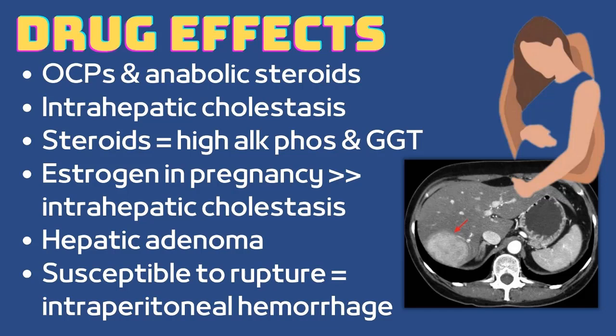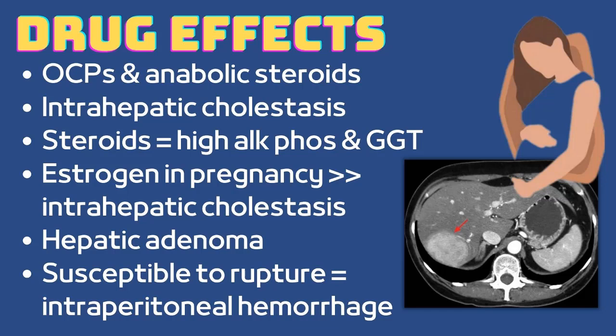And you'll look down there and you'll see transaminases just a little bit up, and you see very high alkaline phosphatase and gamma-glutamyl transferase. And they'll say, well, what's the cause of this? And the answer is anabolic steroids, or they might just say drug effect. It's not hepatitis. And the same thing can happen with birth control pills. Same exact thing.